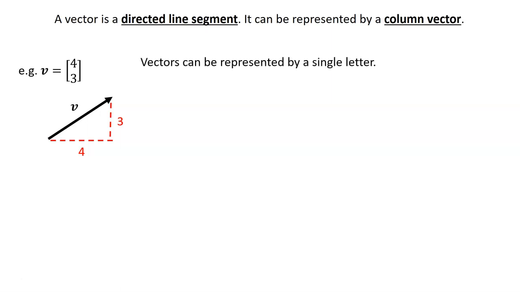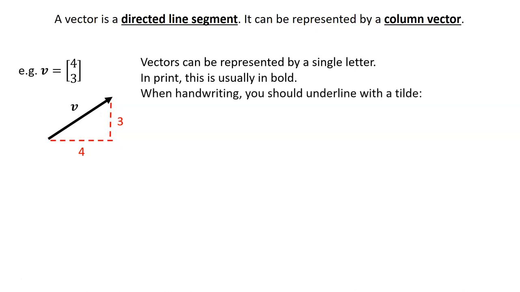Now, a few points. We can represent vectors by a single letter. Here, you'll see that I have it in bold, and that's how it will be in your textbook. But when you're writing it, it's not so easy for you to write in bold, so you need to underline the letter with a tilde, like so. It's really important that we know what letters are representing vectors and what letters aren't. So it's a way to distinguish between them.